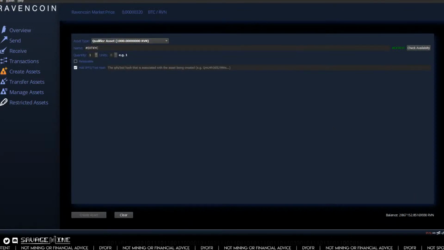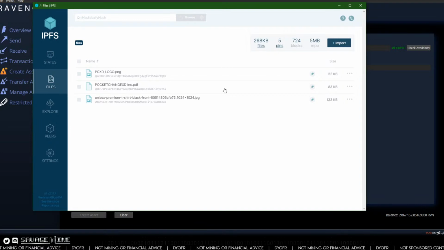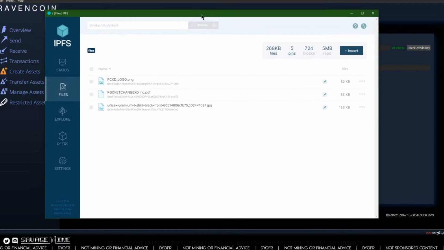All right, so I am going to go to IPFS. I've got the IPFS client. If you're not familiar with IPFS, it's Interplanetary File System, peer-to-peer file sharing. Basically, that is the easiest way to explain it.